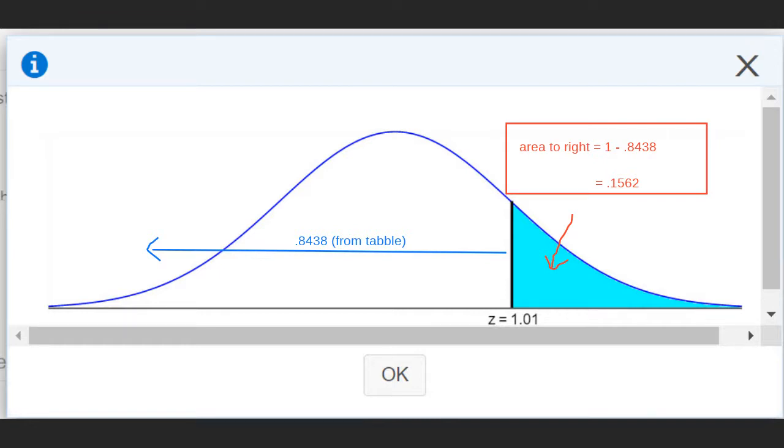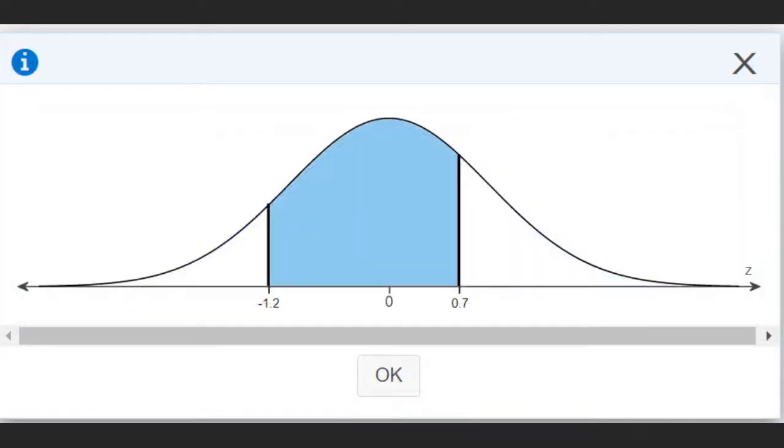Okay. I'm going to go to a different example then. This particular question is asking us to find the area between z equal negative 1.2 and z equals 0.7. So we're looking at doing a between problem.